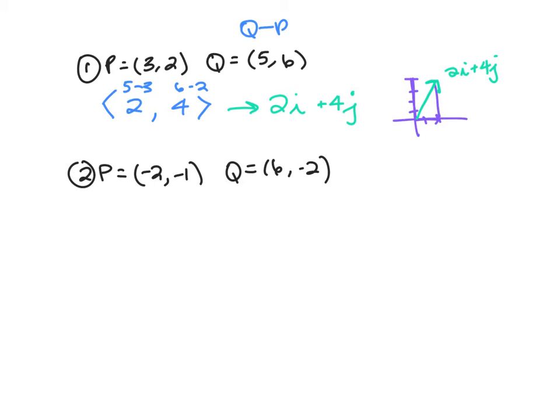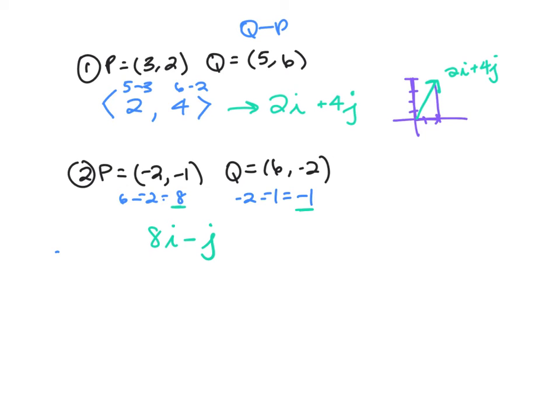So now for number 2, same deal we do. 6 minus negative 2, my horizontal movement, 6 plus 2 will be 8. And we have negative 2 minus negative 1, so negative 2 plus 1 gives us negative 1. So this vector in ij form would be 8i, because that horizontal movement was 8, minus 1j, because the vertical movement was negative 1. And just like in normal expressions, you don't have to write the coefficient of 1.